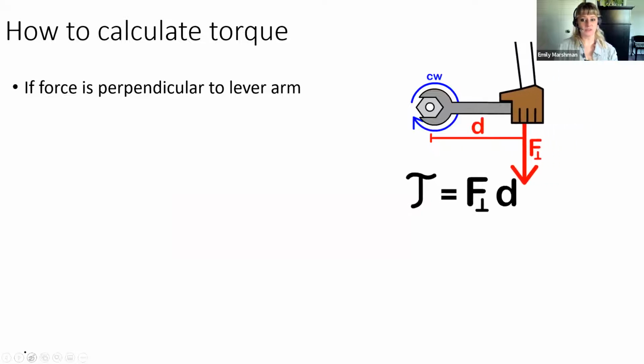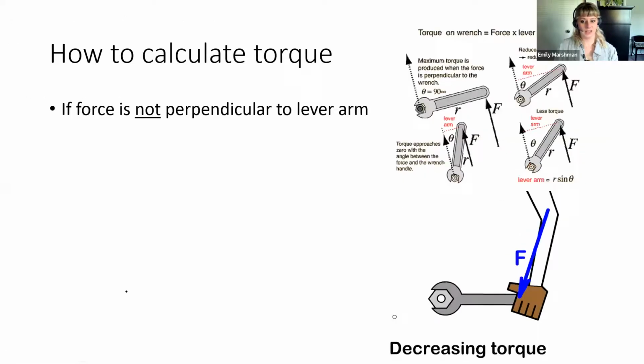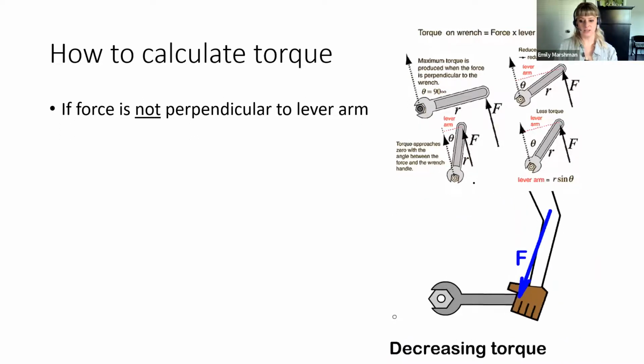How do I calculate torque? Well, remember, if the force is perpendicular to the lever arm, as is shown here, the torque is simply the perpendicular force multiplied by the lever arm here. That's indicated by the letter D. By either increasing the force or increasing the lever arm, I can cause a larger torque, and it'll be more likely that I'll be able to turn this wrench. If the force is not perpendicular to the lever arm, we have to take that into account.